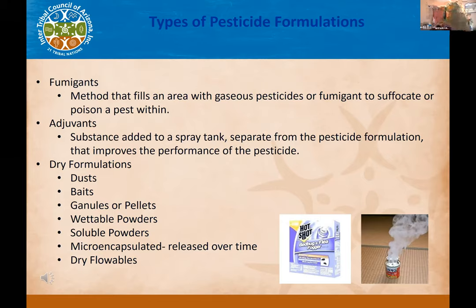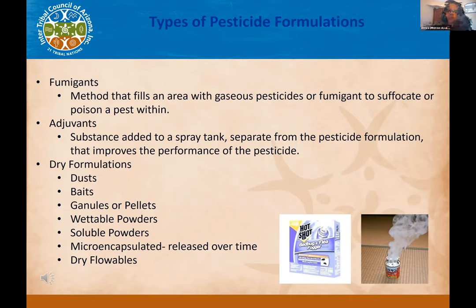You have, for example, anti-foaming agent, a buffer or pH modifier, a compatibility agent, which helps to combine pesticides effectively, and they can reduce or eliminate mixing problems. You have adjuvants for drift control. You have an extender sticker, which keeps pesticides active on a target for an extended period or on waxy foliage. And those are some examples of adjuvants.